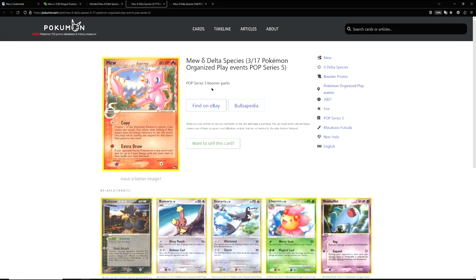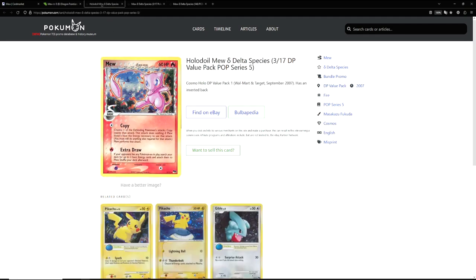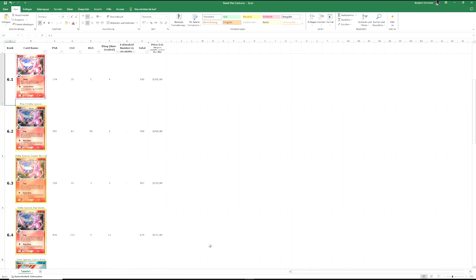So there are a few versions of this card actually. The Pop Series 5 booster pack right here, which is the non-holographic one, and I do believe there is a holographic version that has the correct back, like a normal card. And there's also a holographic version that has the back inverted. Sounds very difficult, but this is basically what they rank as.